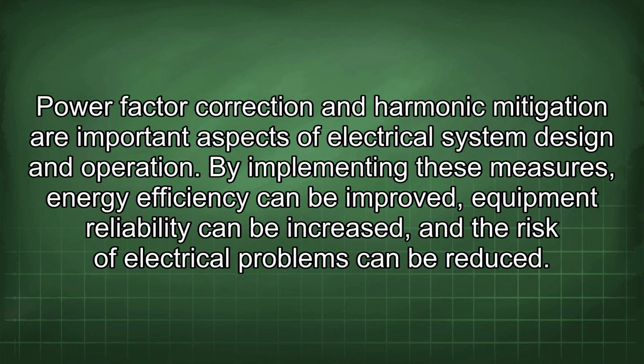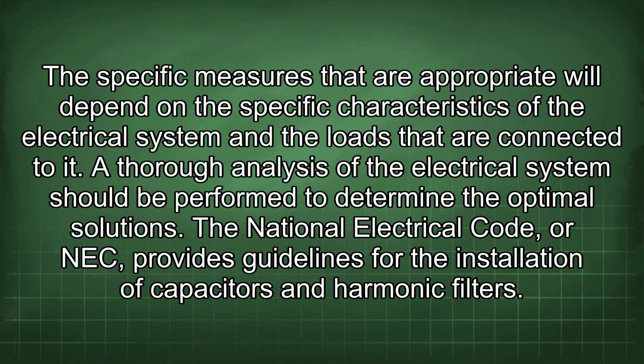Power factor correction and harmonic mitigation are important aspects of electrical system design and operation. By implementing these measures, energy efficiency can be improved, equipment reliability can be increased, and the risk of electrical problems can be reduced. The specific measures that are appropriate will depend on the specific characteristics of the electrical system and the loads that are connected to it. A thorough analysis of the electrical system should be performed to determine the optimal solutions.